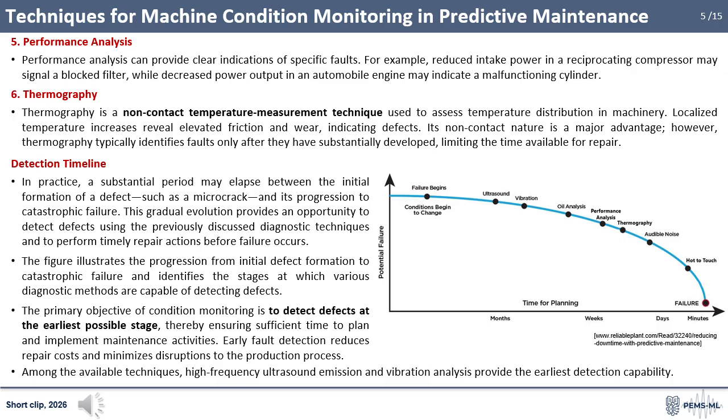In practice, a significant time passes between the initial formation of a defect, such as a microcrack, and catastrophic failure. This gradual progression allows defects to be detected and repaired before failure occurs. The figure illustrates this progression and shows when different diagnostic methods are able to detect the fault. The primary goal of condition monitoring is early defect detection, providing sufficient time to plan maintenance, reduce repair costs, and minimize downtime. Among available techniques, high-frequency ultrasound emission and vibration analysis enable the earliest detection, allowing timely repairs and component replacement.